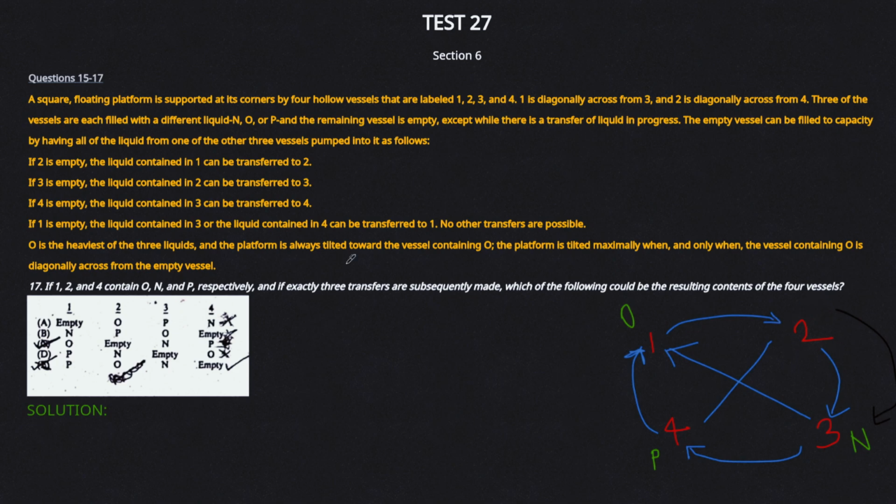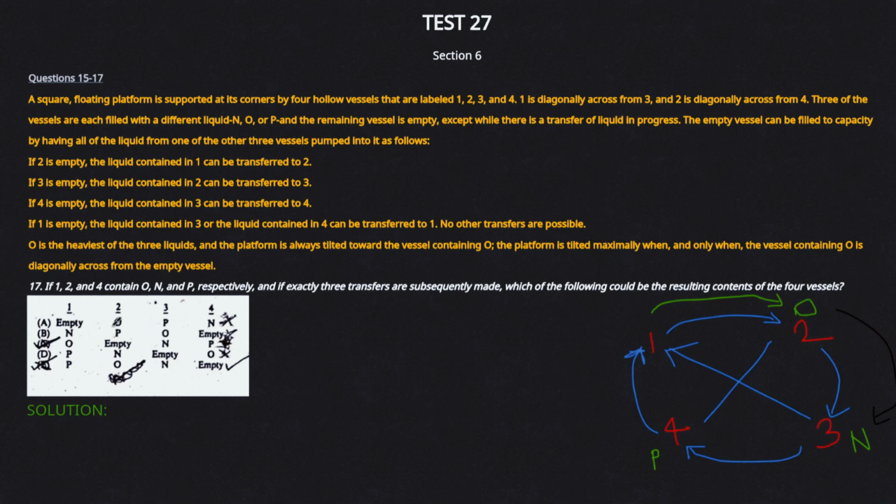So the second transfer will take place from 1 to 2. That is, O will go from 1 to 2. So that is the second transfer. So now number 1 is empty. Now we have 2 options here. We can either take P at number 4 to number 1 and have 4 empty, or take N at number 3 to number 1 and have 3 empty. So let's go over to the options now.